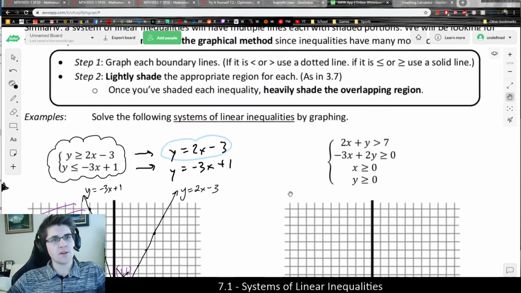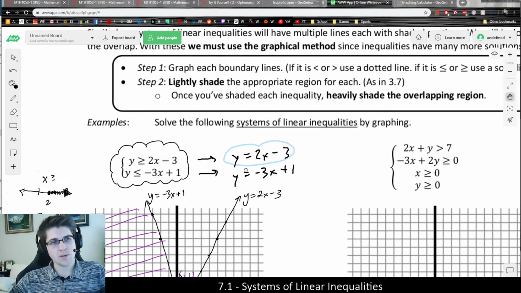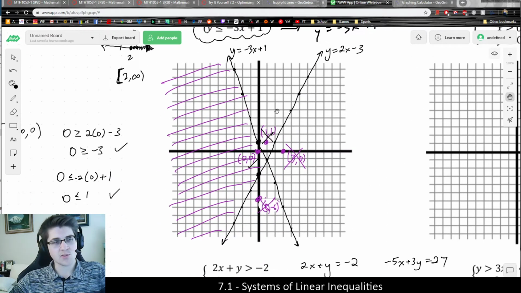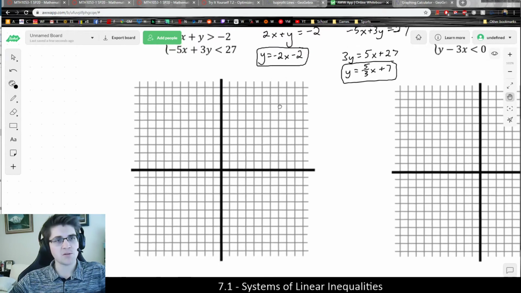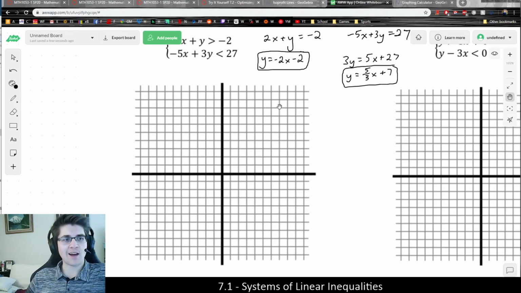But there's an important note here: if the inequality is greater than or less than without an equality sign, we want to use a dotted line to graph. Whereas if it's greater than or equal to, we're going to use a solid line. Like I did up here, I used solid lines, but here we want to use dotted lines to graph it instead. And after I do it, I'll explain what this means.